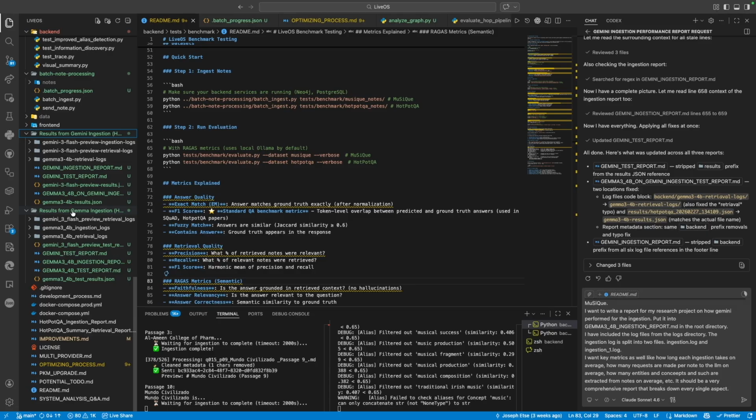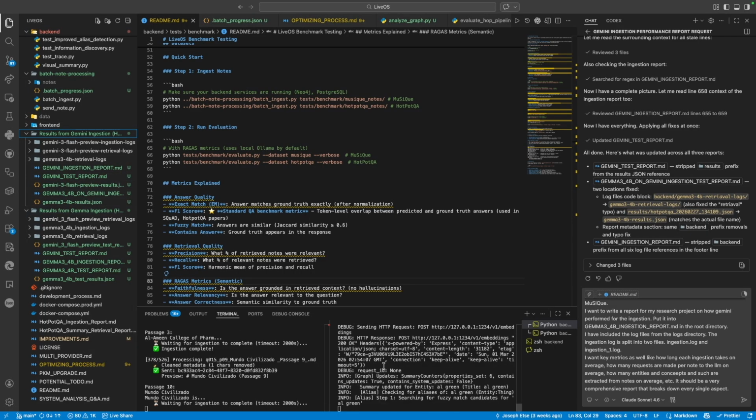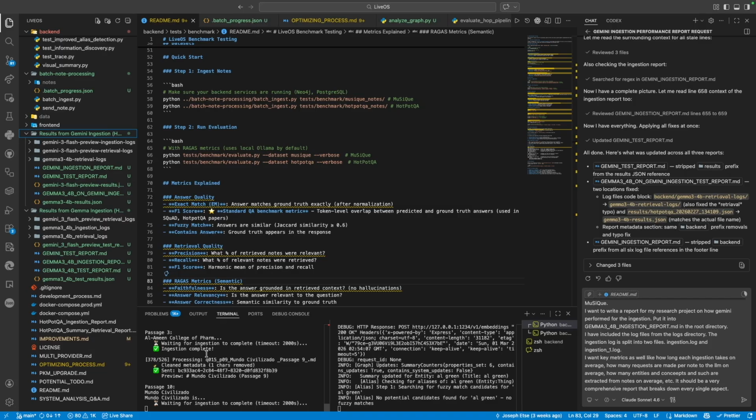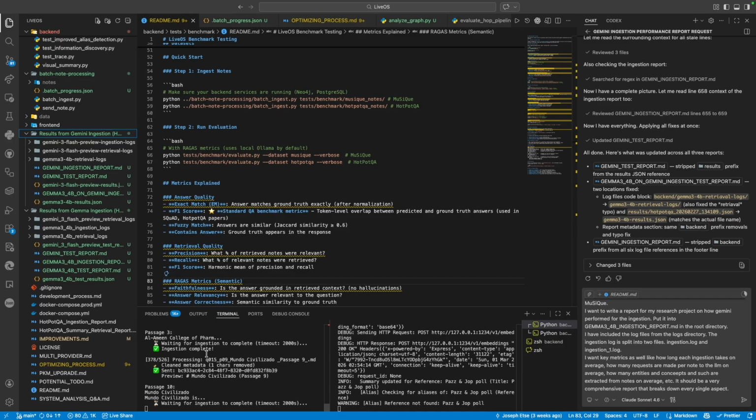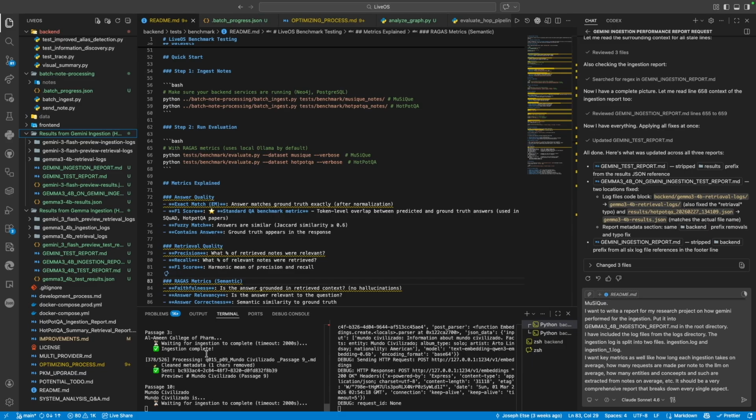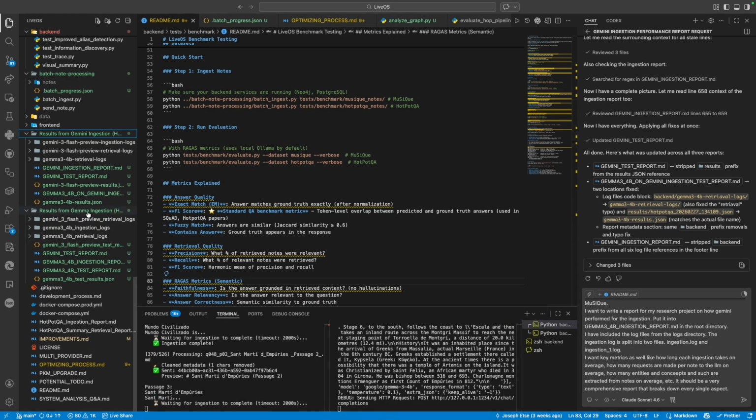So for HotpotQA, I have finished HotpotQA. I'm now doing Music, so I'll only talk about HotpotQA. For HotpotQA, first I ran the ingestion with Gemma3 4B. Then I ran the ingestion with Gemini 3 Flash Preview. So we have a folder for Gemini ingestion and a folder for Gemma ingestion, right?